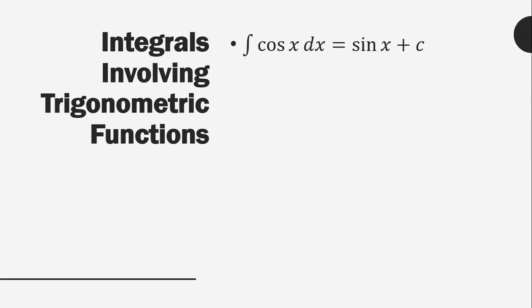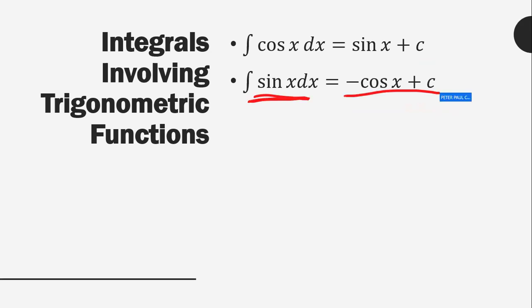Then, can you recall how to get the derivative of a cosine x? Isn't it negative sine x, right? When we get the derivative of this function, then the answer is a negative sign. So that is also how it works. So therefore, the integral of sine x dx is equal to negative cosine x plus c.